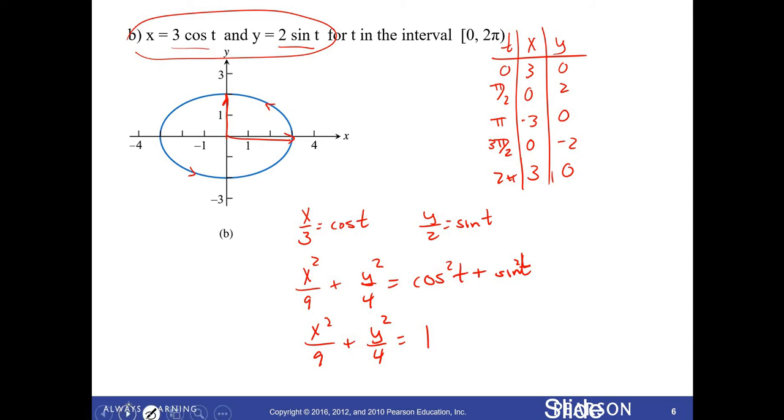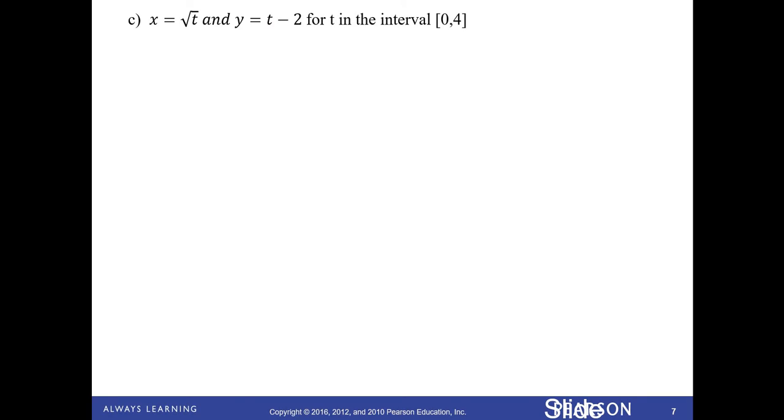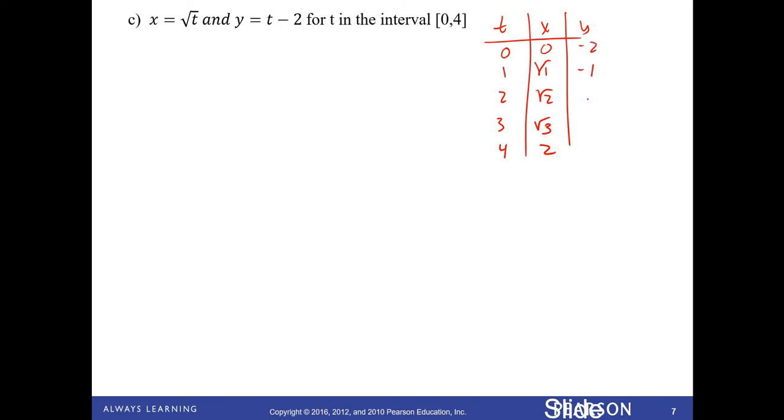Let's try one more. So this one doesn't have any trig in it. We're still going to set up our table. So t from 0 to 4: 0, 1, 2, 3, and 4. x is the square root, so square root of all of these. y is t minus 2, so 0 minus 2, 1 minus 2, 2 minus 2, etc. And if I plot this curve, it will look something like this. So this is part of a parabola, it looks like.